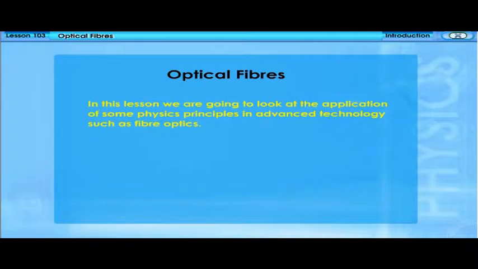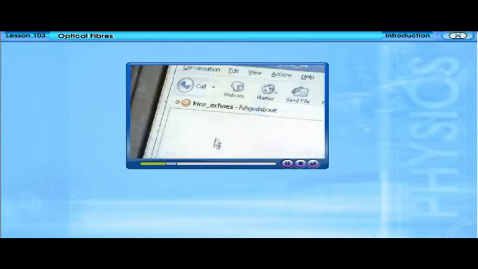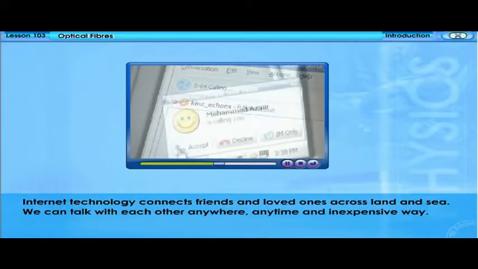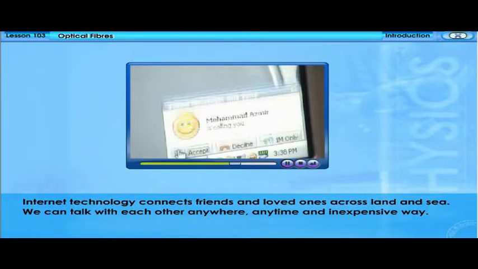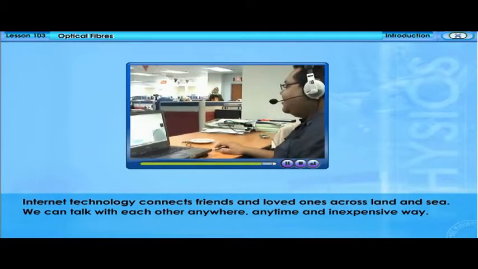In this lesson, we are going to look at the application of some physics principles in advanced technology such as fiber optics. People say that the world is getting smaller, and that's quite true when you have Internet technology. Internet technology connects friends and loved ones across land and sea. We can talk with each other anywhere, anytime, and in an inexpensive way.